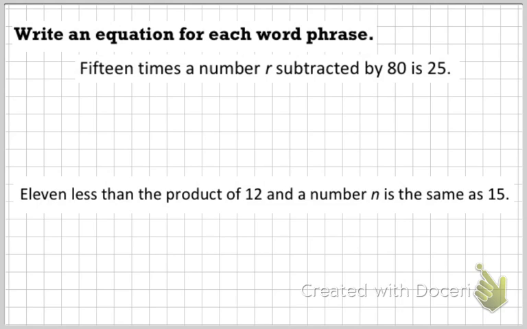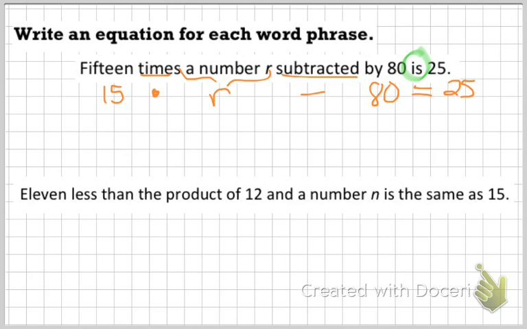So, we begin with the first word here, which is 15, and that's basically a number. Times means it is an operation, so we're going to multiply a number r. So 15 is going to get multiplied with a number r, and then it's going to be subtracted, a mathematical operation, by 80. Is, so there it is. Here is where our equal sign goes, 25.